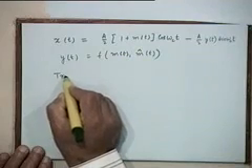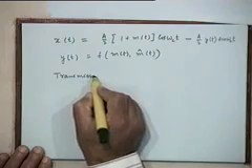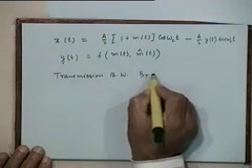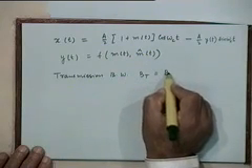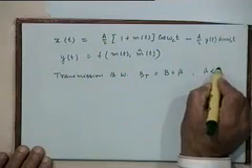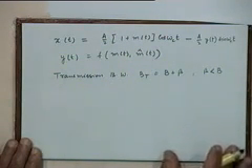So first we'll discuss how this comes. What about the transmission bandwidth? Here it will be B plus beta, where beta is typically less than B, most of the times much less than B.